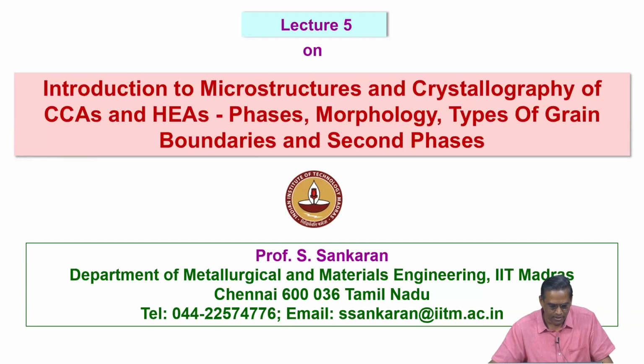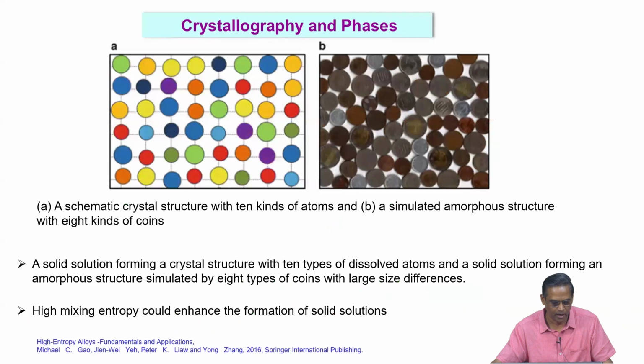So look at this image. It's colorful, and this is my first slide to give you an idea about what kind of crystal structure we talk about. This is a schematic crystal structure with 10 kinds of atoms. You can see different types of atoms are connected at different lattice points.